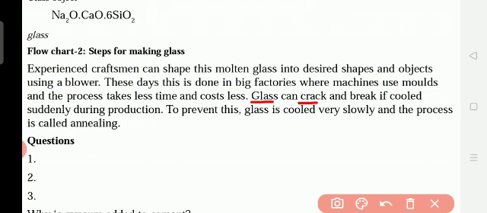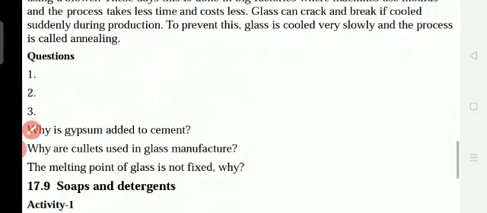Glass can crack and break if cooled suddenly during production. After preparing the glass, it is very hot, so if you cool it fast, it can break. To prevent this, glass is cooled very slowly, and this process is called annealing. Cooling the hot glass very slowly is called annealing.